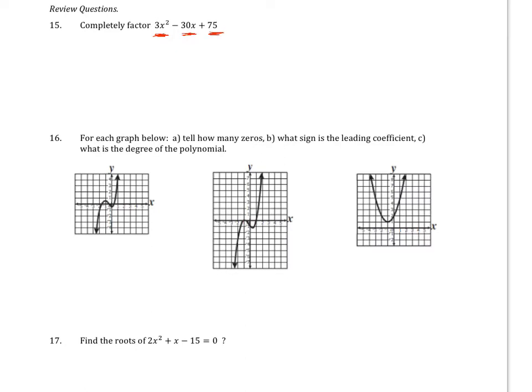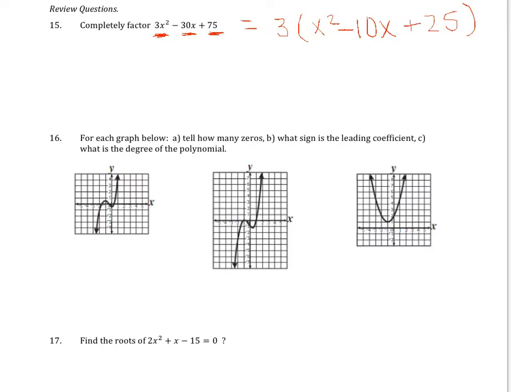Well, I see that in my first term I have a 3x squared. So I'm going to look at all of these. Can they all be divided by 3? And they can. So I'm going to start there. So I'm going to factor out my 3. So that will give me x squared minus 10x plus 25. Now let's go ahead and factor what's in parentheses.